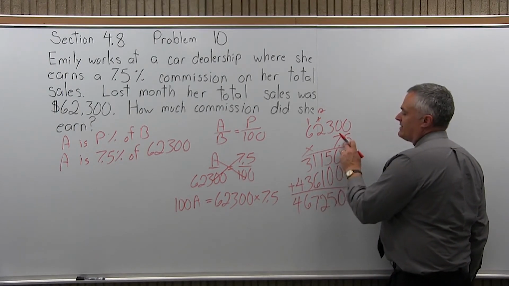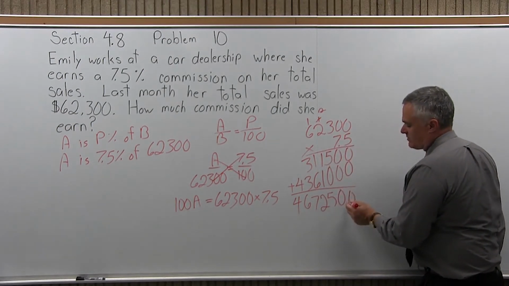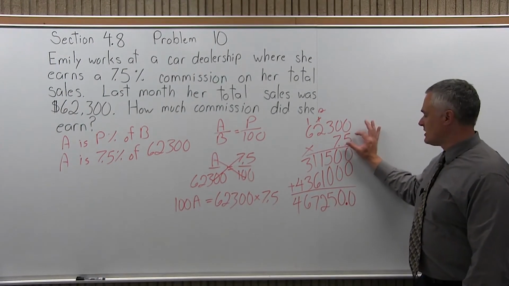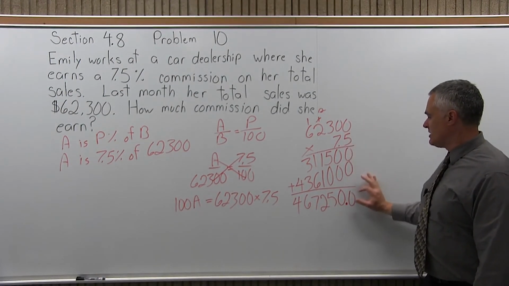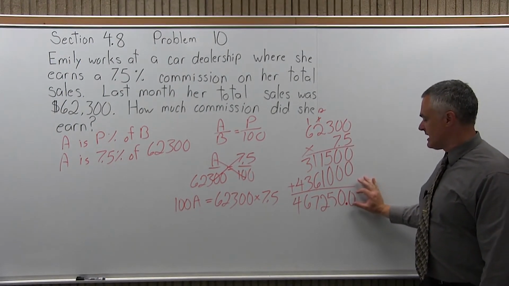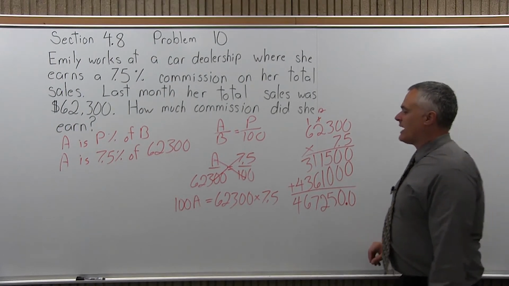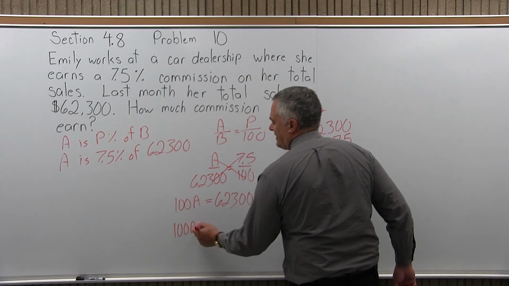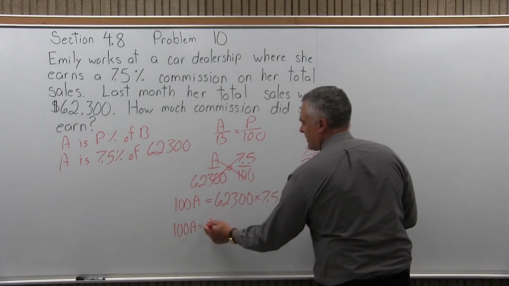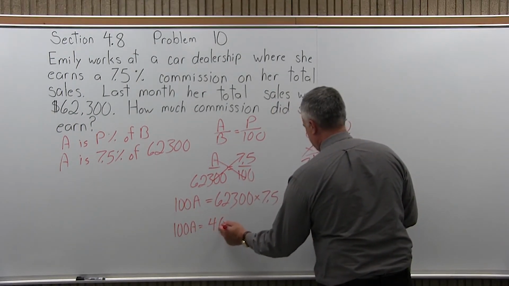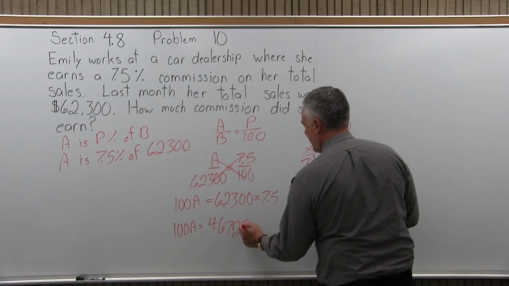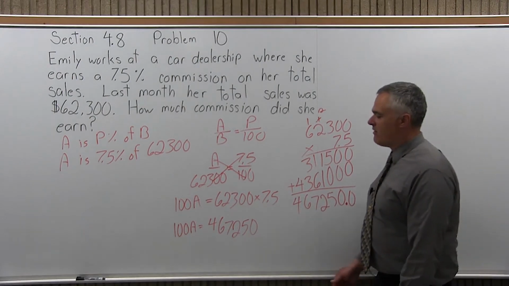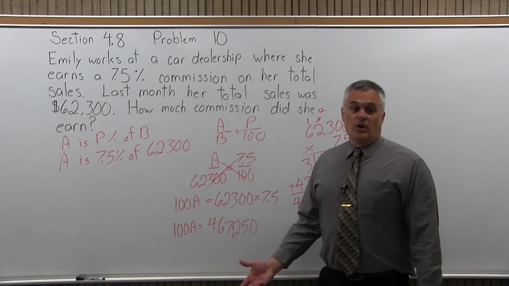Now, because we had a decimal in the question, we have to have a decimal in the answer with the same number of places after the decimal. In the question, we had 1 place after the decimal. So in the answer, we must also have 1 place after the decimal. So what I have is 100A equals 467,250. I don't have to put the extra 0 at the end. You can if you want, but you don't have to.